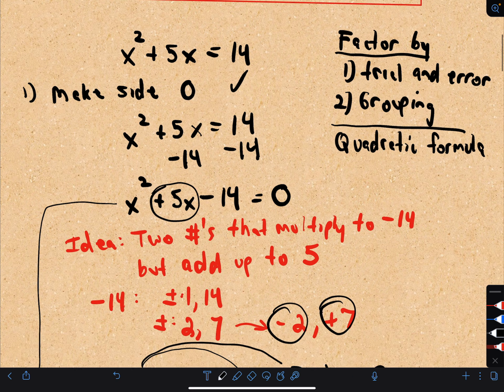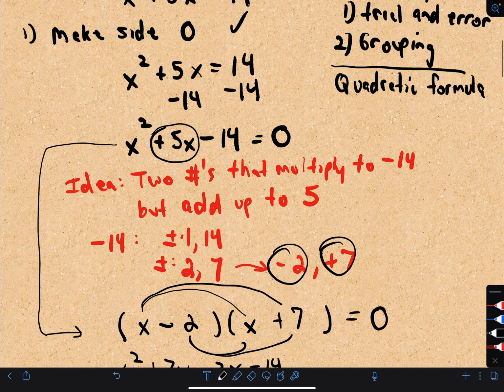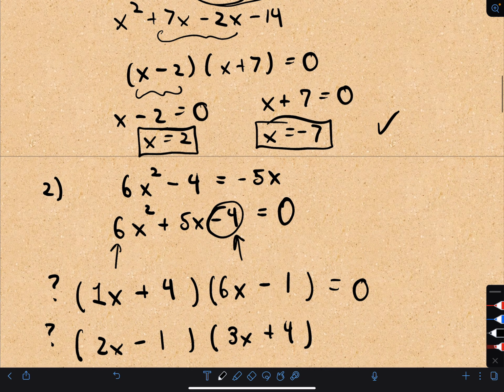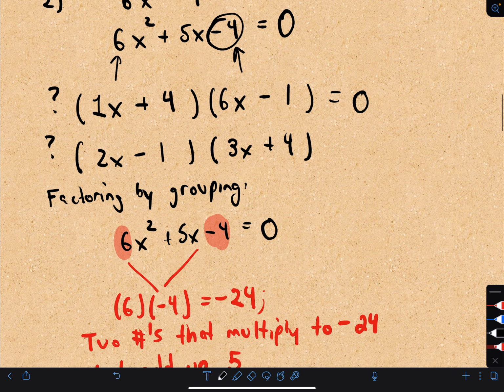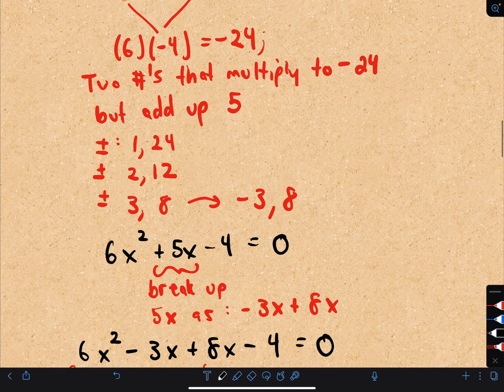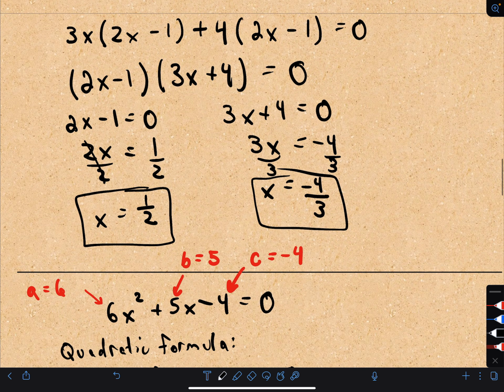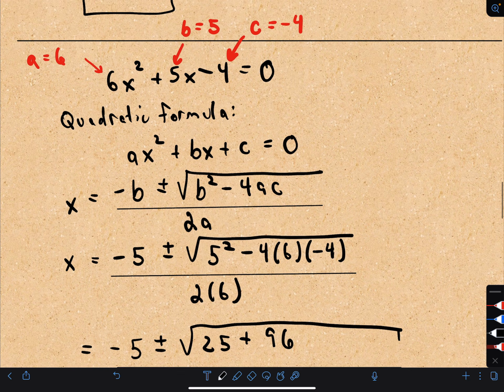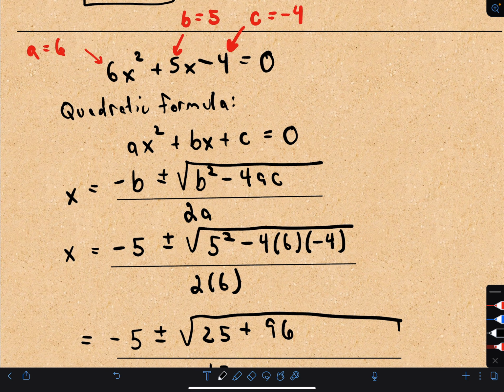And so again, just make one side equal to 0, try to factor either by trial and error, or try to factor using grouping. And again, for me, if I saw this type of question, I would probably honestly just jump to the quadratic formula. That's my own preference. If you like grouping, by all means, go for it.